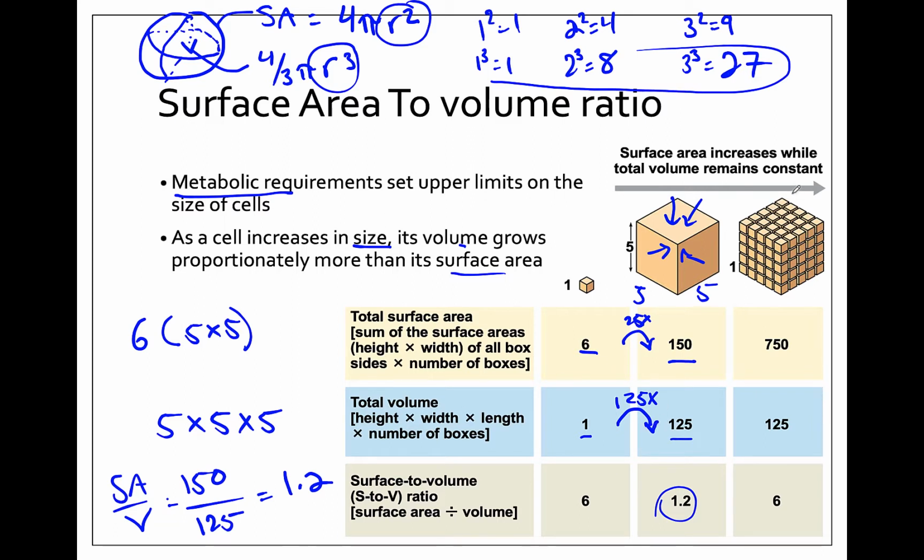So what our body typically does is it decreases the size of the cell and it increases the number. And so we end up with cells that fill up this area, but they all have a really high surface area to volume ratio.